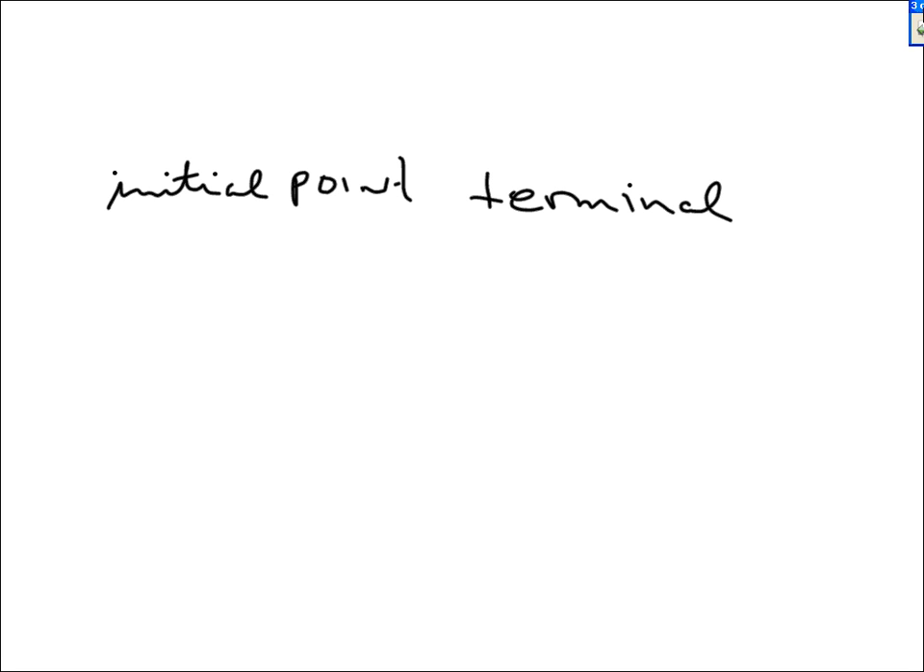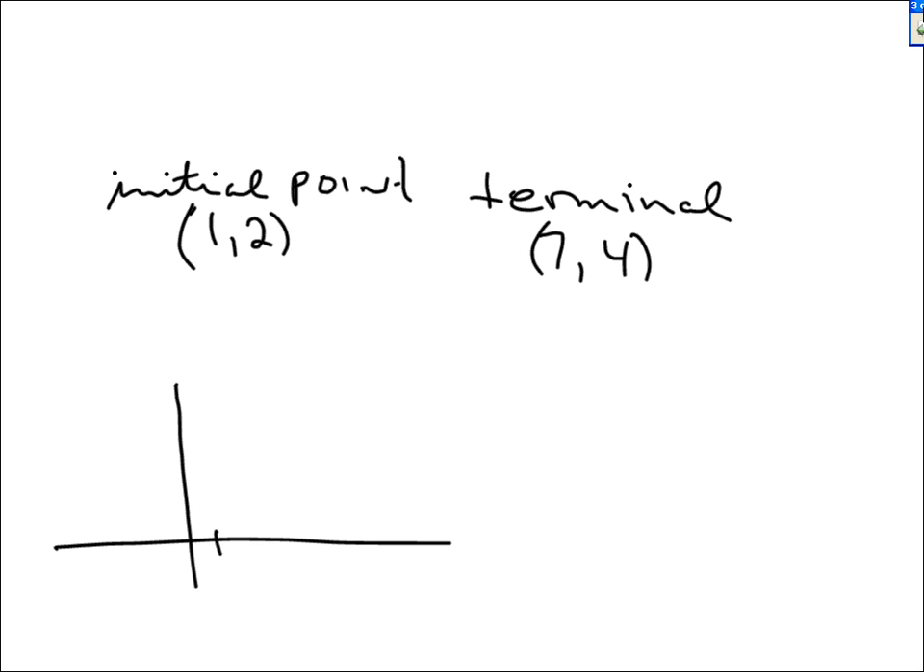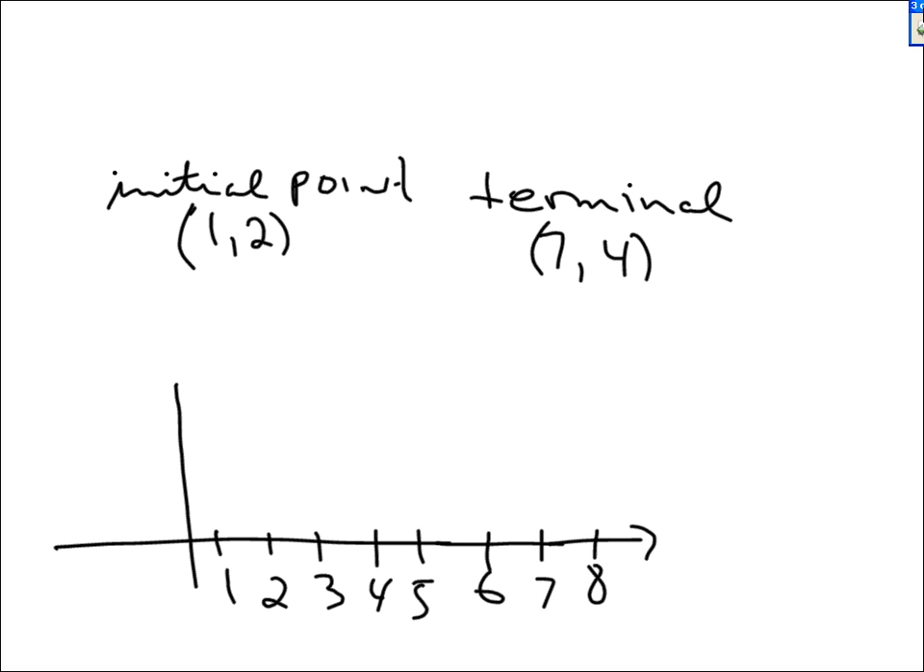Now, some books just play head games. They just rename things. Initial point and terminal point. So I'm going to give you the initial point and the terminal point. We want you to sketch the vector that's given. Actually, since it's a point, suppose it's (1, 2) and (7, 4). I want you to sketch this. Well, x goes all the way out to 7, and y goes up to 4.